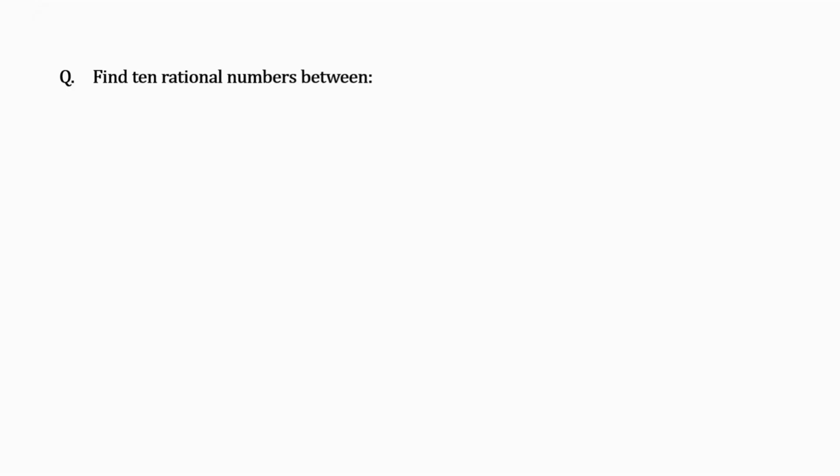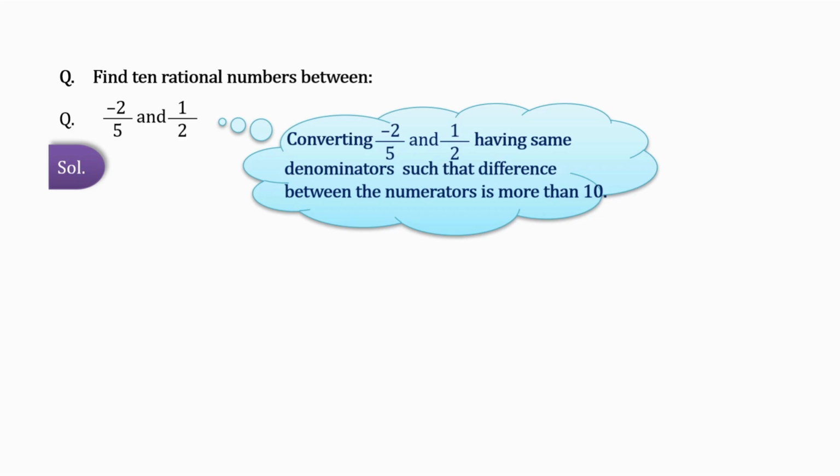Find 10 rational numbers between minus 2 by 5 and 1 by 2. So first, in this case, what we need to do, we have to convert minus 2 by 5 and 1 by 2 to having the same denominators such that the difference between the numerators is more than 10.